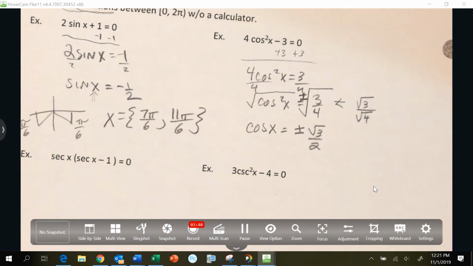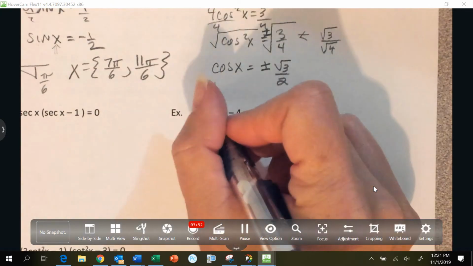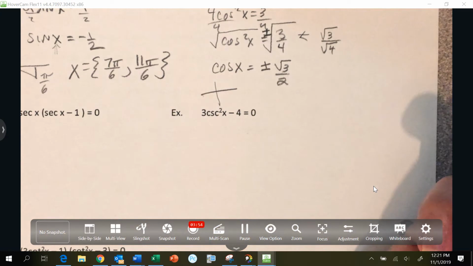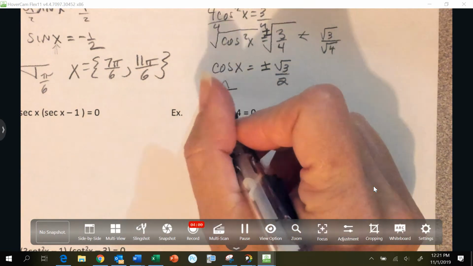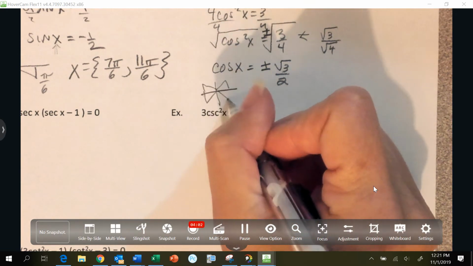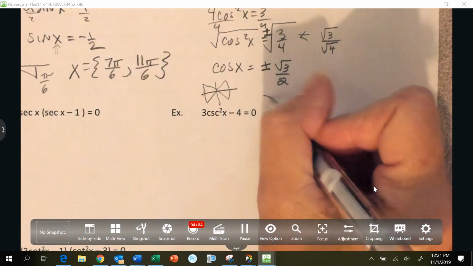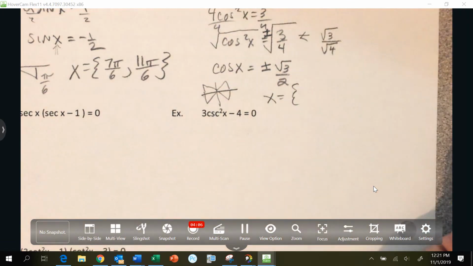And this whole page is without a calculator, so that's got to be one of those special right triangle values. So I got to make a picture, and I need to know where cosine is either positive or negative. All 4 quadrants. So how many answers will I get? I'm going to get 4 answers when I find them. And you guys can find those.